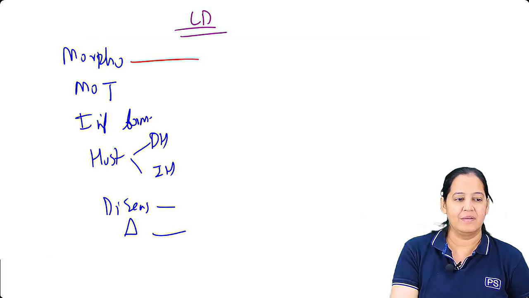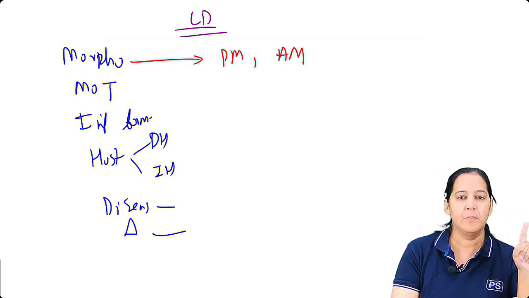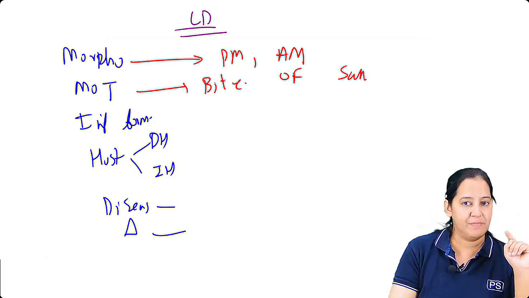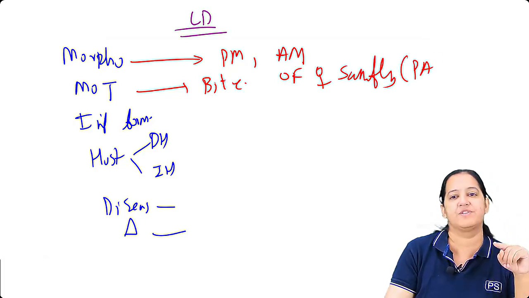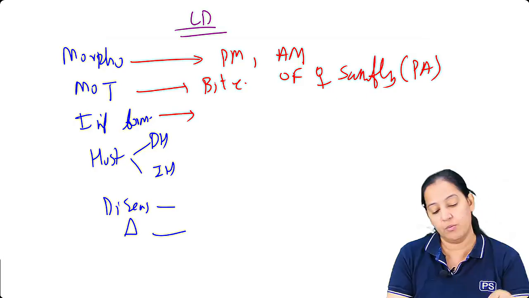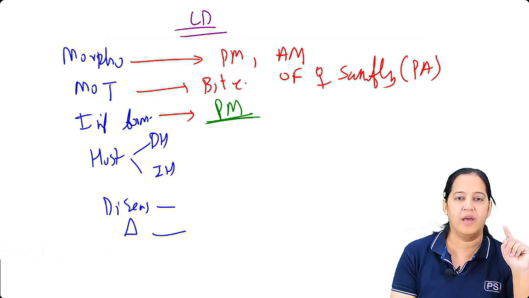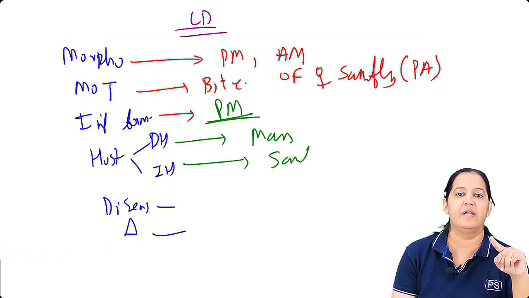Okay. So what is the morphology? In morphology, we get two forms, PM and AM. You know what is PM, what is AM. Anna, mode of transmission is bite. Bite of what? Bite of sandfly. To be specific, it's a female sandfly and the name is Phlebotomus argenteus. Infective form is what is present in the saliva. In the saliva, it's promastigote. So infective form is promastigote. Anna, definitive host is man. Okay, and intermediate host is sandfly.